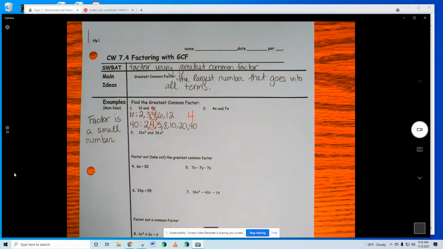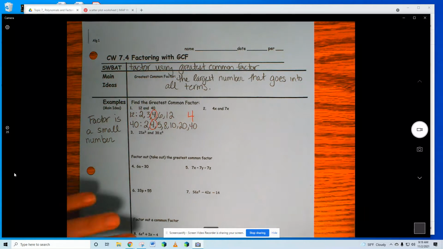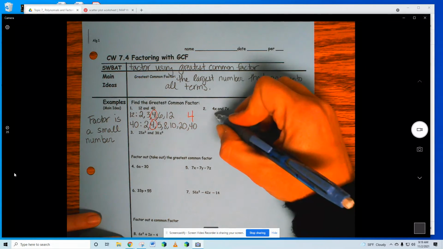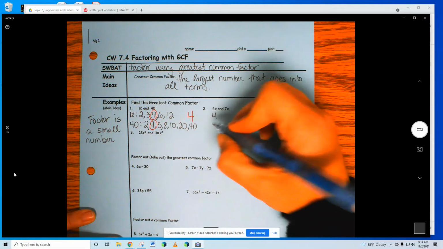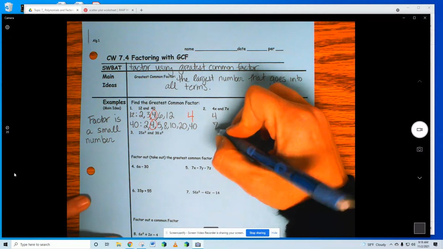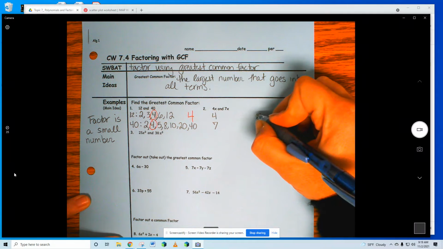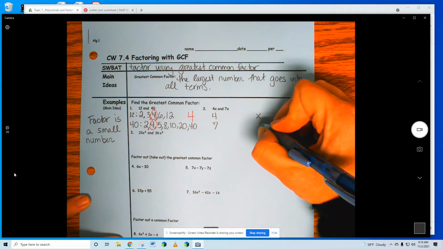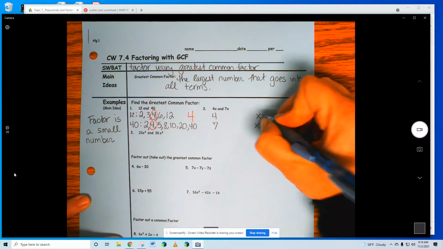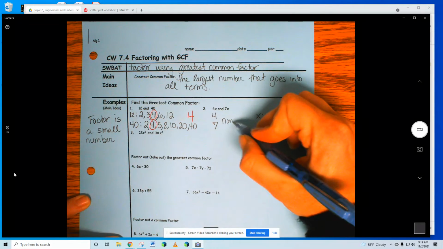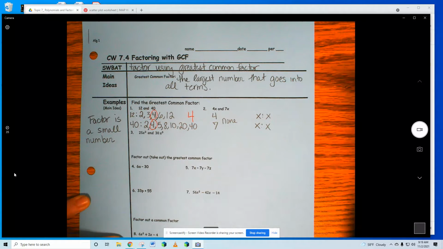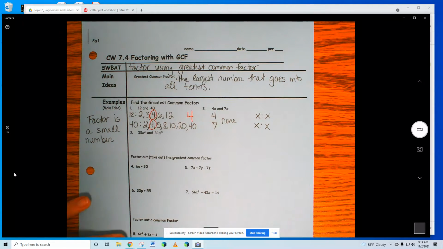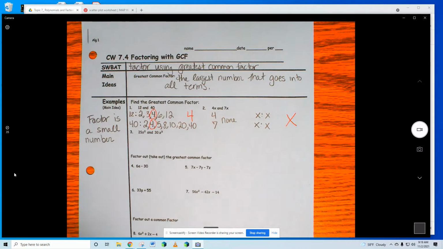Now for 4x and 7x, 4 and 7 have nothing in common, but they both have an x. They both have an x to the first power, right? So the only GCF for 4x and 7x is x.